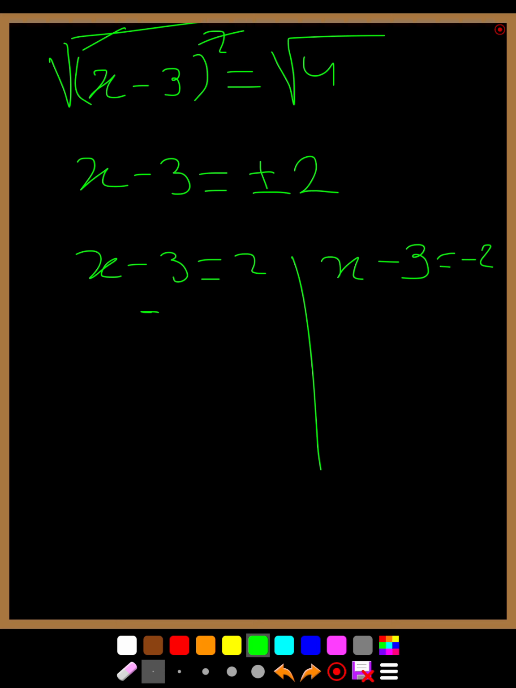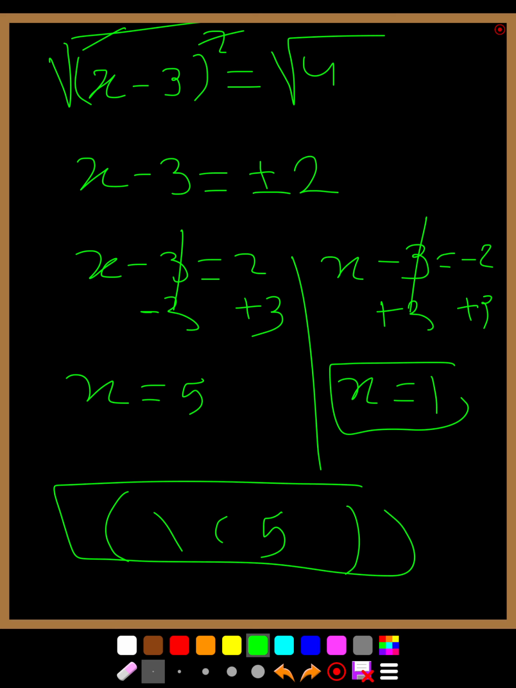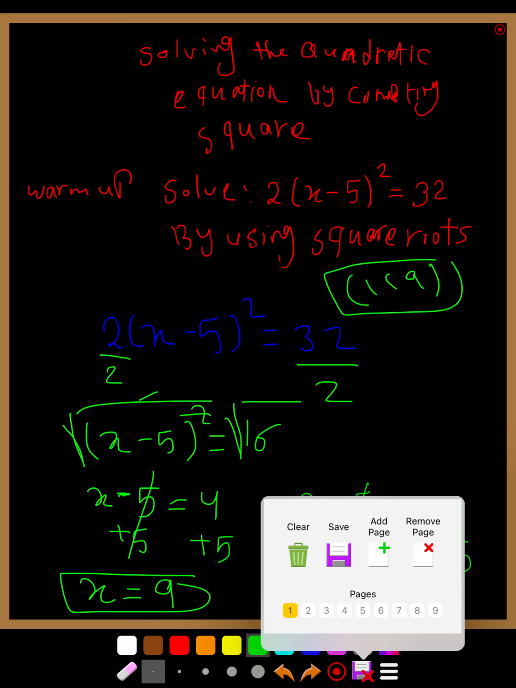Here adding 3 and here adding 3. This one cancels, so x equals 5. And here adding 3 and adding 3. This one cancels, so x equals 1. So the roots will be 1 and 5, as we solved it by factorization. 1 and 5. This one by completing what? A square. That's good. Let's have another question, please, so that it will stick with you.